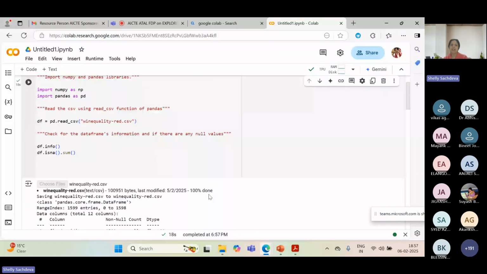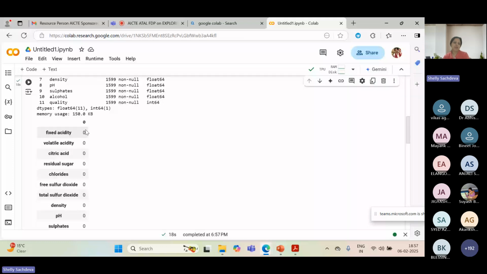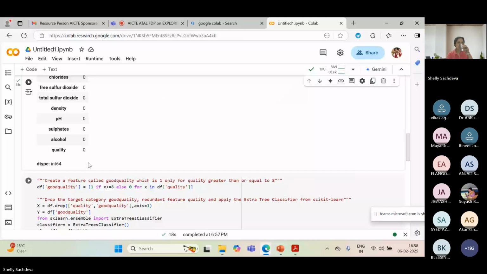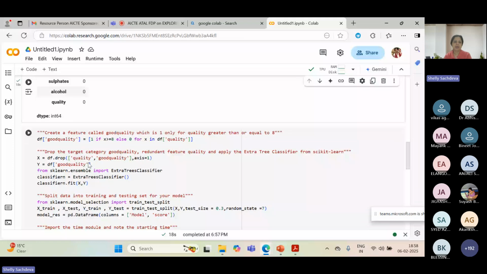While it displays 100% done, it shows me the column names, fixed acidity, volatile acidity, and so on, then the non-null count and the data type of those attributes. This is df.info with the sum of null values. Since the data set was already clean, it says there are no discrepancies and the null values are 0. That is why the cleaning process was not required. Otherwise, you need to do the data pre-processing on that.